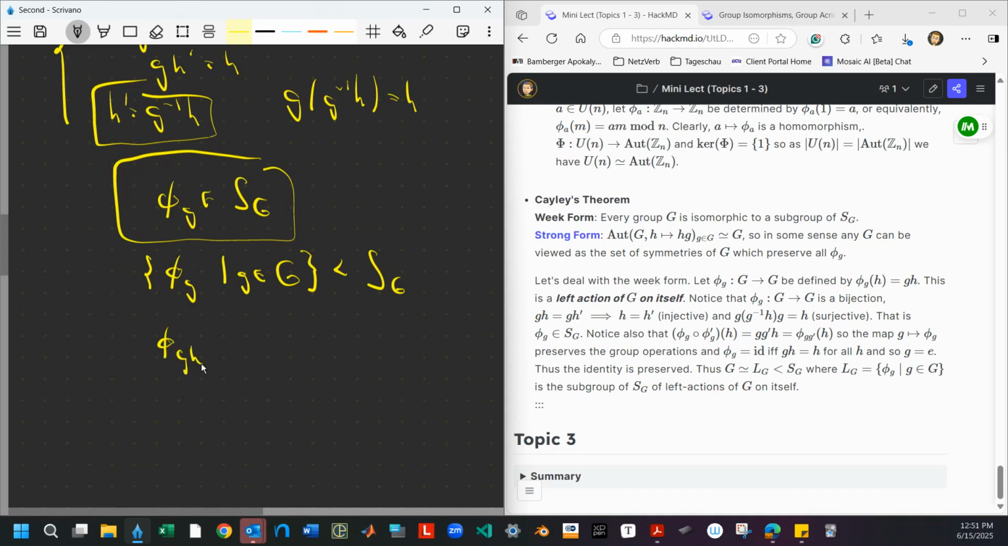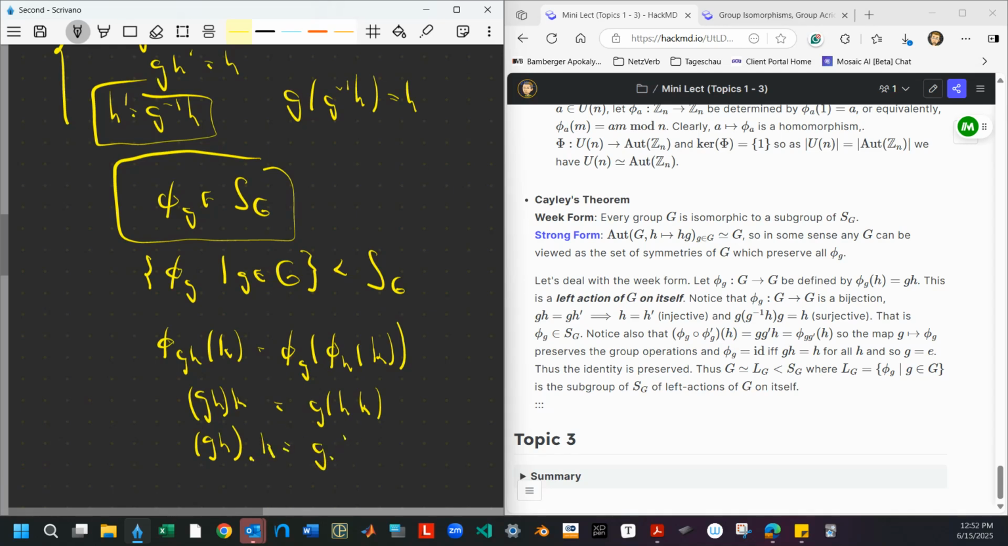phi of GH of K, so this is just like what we had before, is actually phi of G phi of H of K, right? Why is this? Because this is just GHK is equal to GHK, right? So this is actually associativity. So writing this another way, GH, in fact, just to put the parentheses, GH dot K, is equal to G dot H dot K, like that.